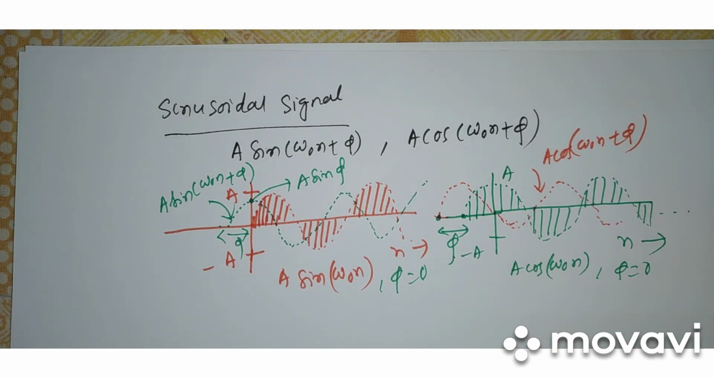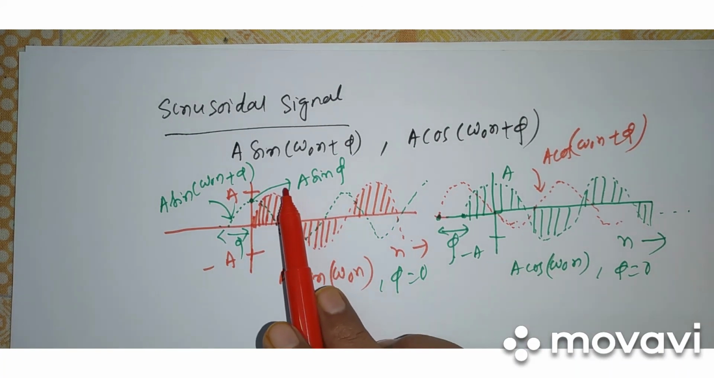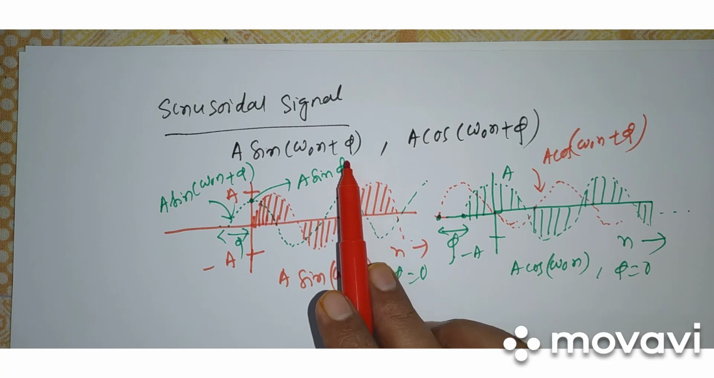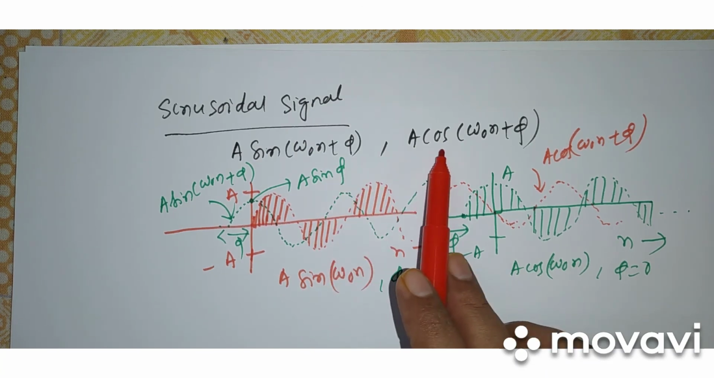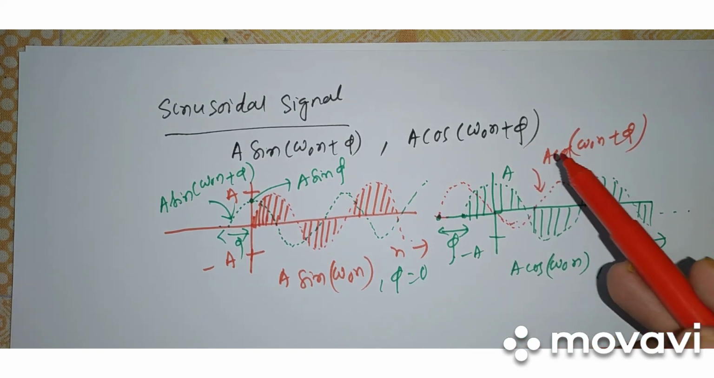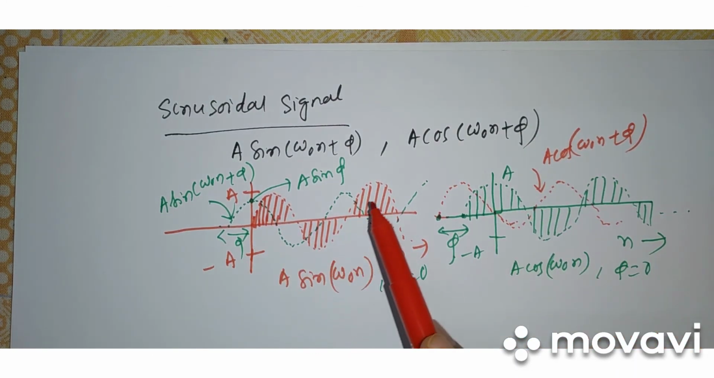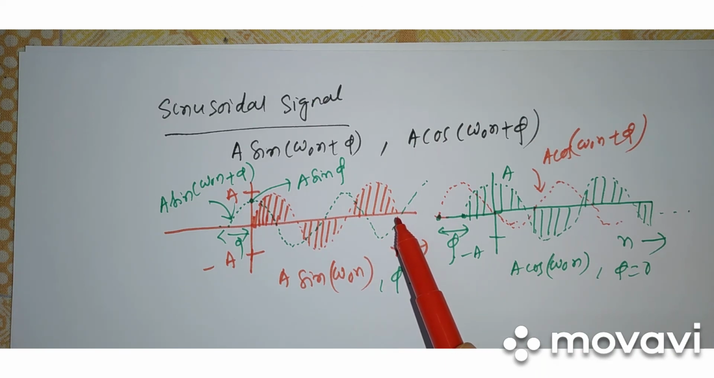Then this is the sinusoidal signal. Sinusoidal means cosine or sine. A sin omega 0 n plus phi is a sine signal, and A cos omega 0 n plus phi is a cosine signal. Both sine and cosine signals are known as sinusoidal signals. And this is the plot I gave in dots because it is a discrete time signal, not a continuous time signal.